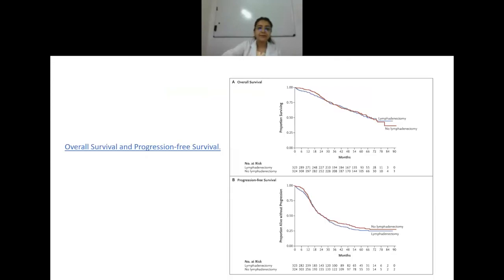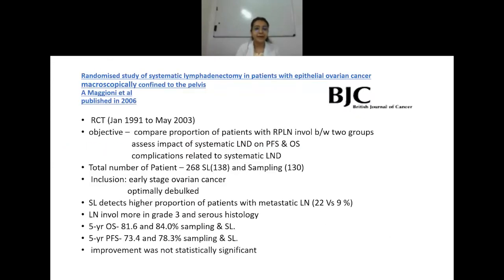Then there was another RCT that was done by Maggioni et al. It was done from 1991 to 2003. The main objectives were to compare the proportion of patients with retroperitoneal lymph node involvement between the two groups, and assess the impact of systematic lymphadenectomy on progression-free survival and overall survival, and the complications related to systematic lymph node dissection. The total number of patients was 268. They did systematic lymphadenectomy in one group, and they did sampling in the control group.